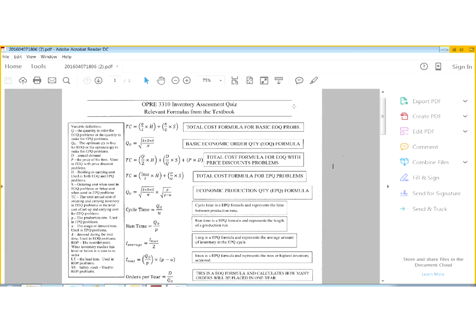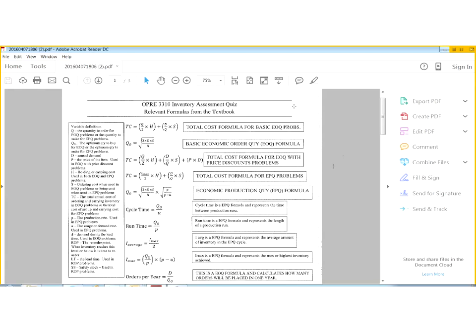Now looking at the formulas in the middle of the page, you notice that the first formula is the total cost formula for basic EOQ problems. And I've already stated that you're going to have a basic EOQ problem. So that will be your formula for doing that. The next formula down is the formula for calculating the economic order quantity. The third one from the top is the total cost formula for EOQ with price discount. You're not going to need that one, so don't go there.